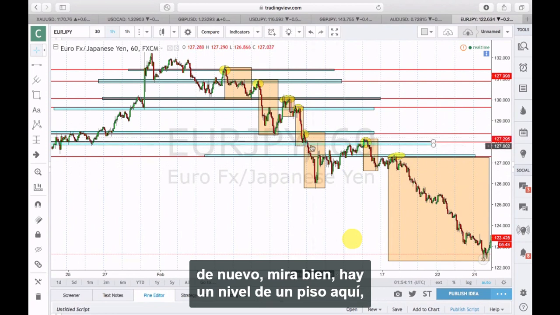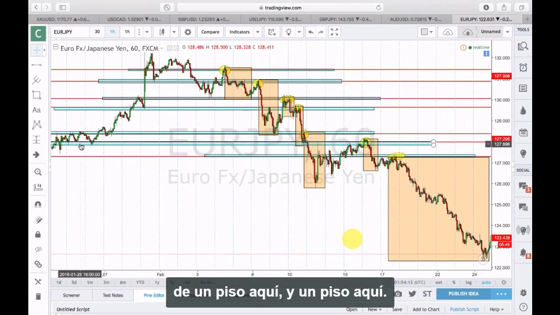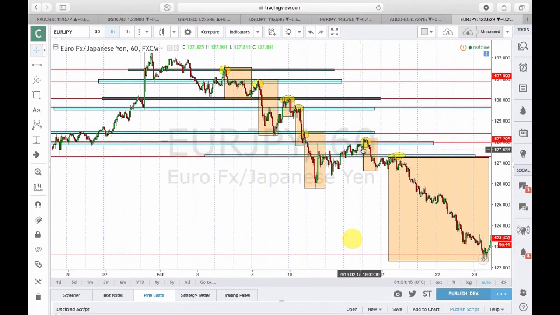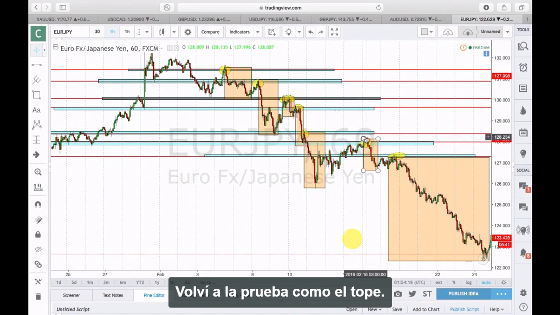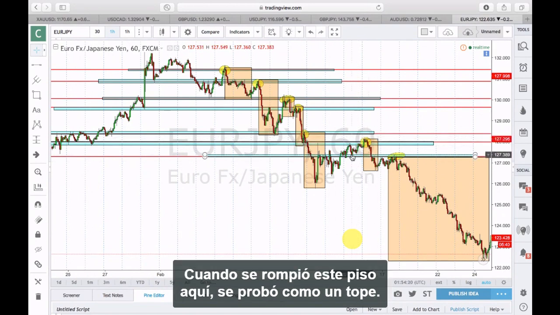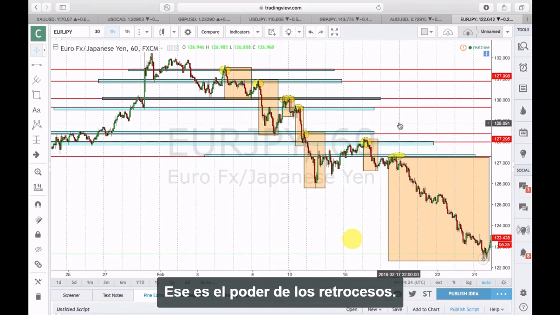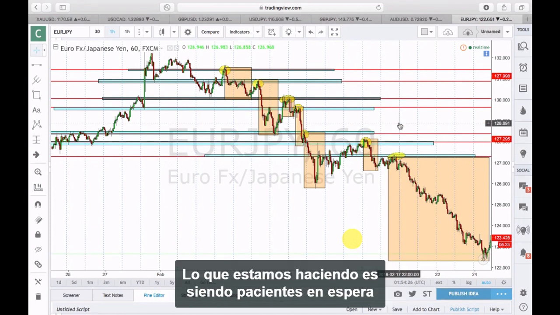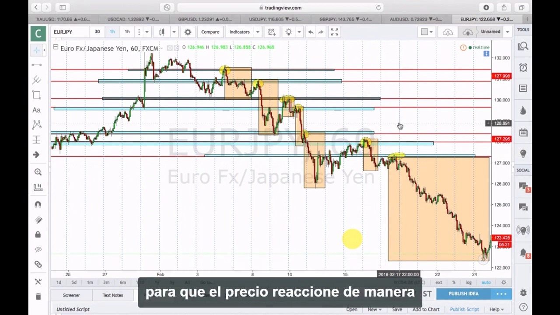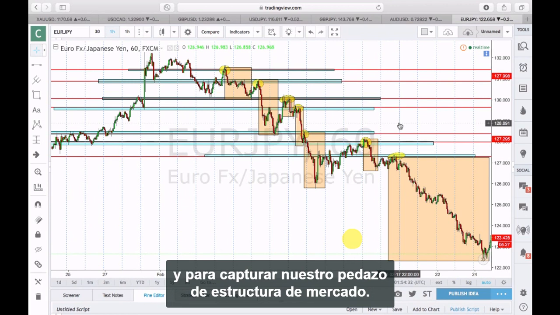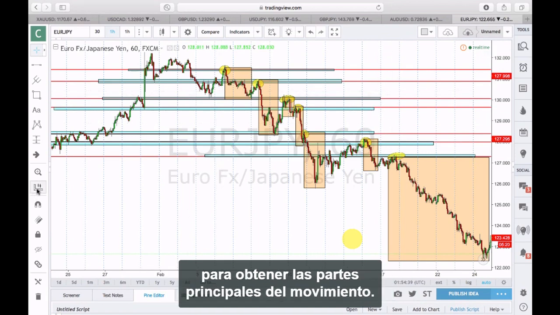Well, look, there's a level of a floor here, and a floor here. Came back up to test as the ceiling. When it broke this floor right here, it tested as a ceiling. That is the power of pullbacks. What we're doing is being patient and waiting for price to react so that we can respond in the markets and capture our piece of market structure. As you guys can see, just from pullbacks alone, you're able to obtain the major parts of the move.